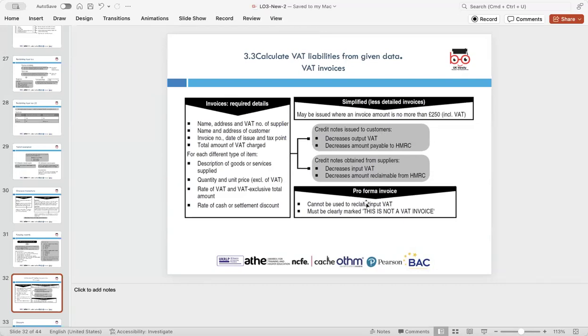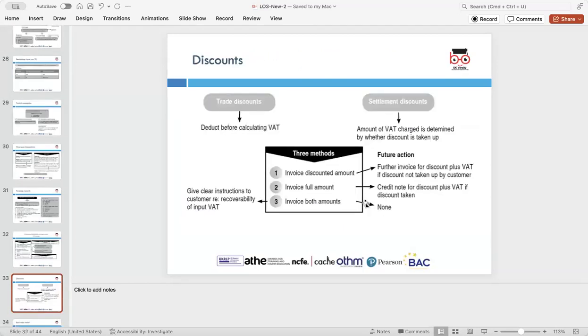Finally, pro forma invoices. Pro forma invoices cannot be used to reclaim input VAT and must be clearly marked as such. Trade discounts and settlement discounts.